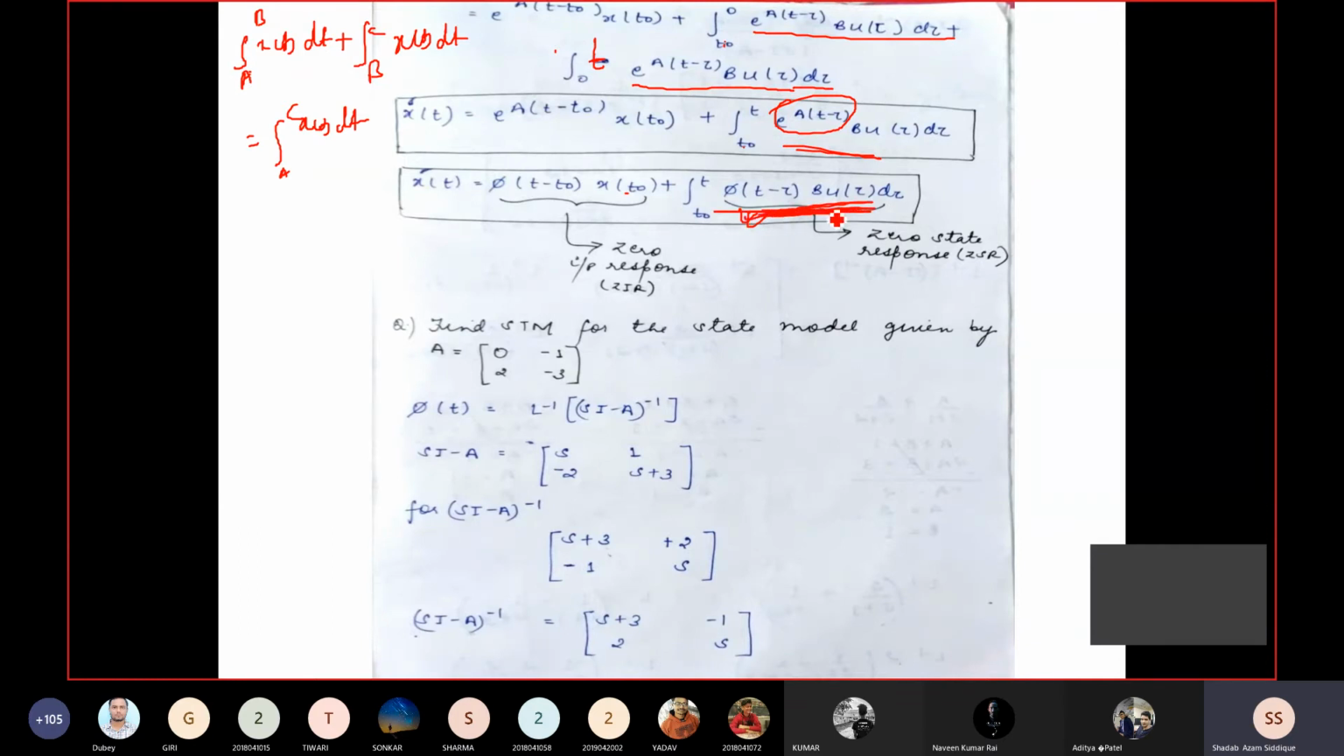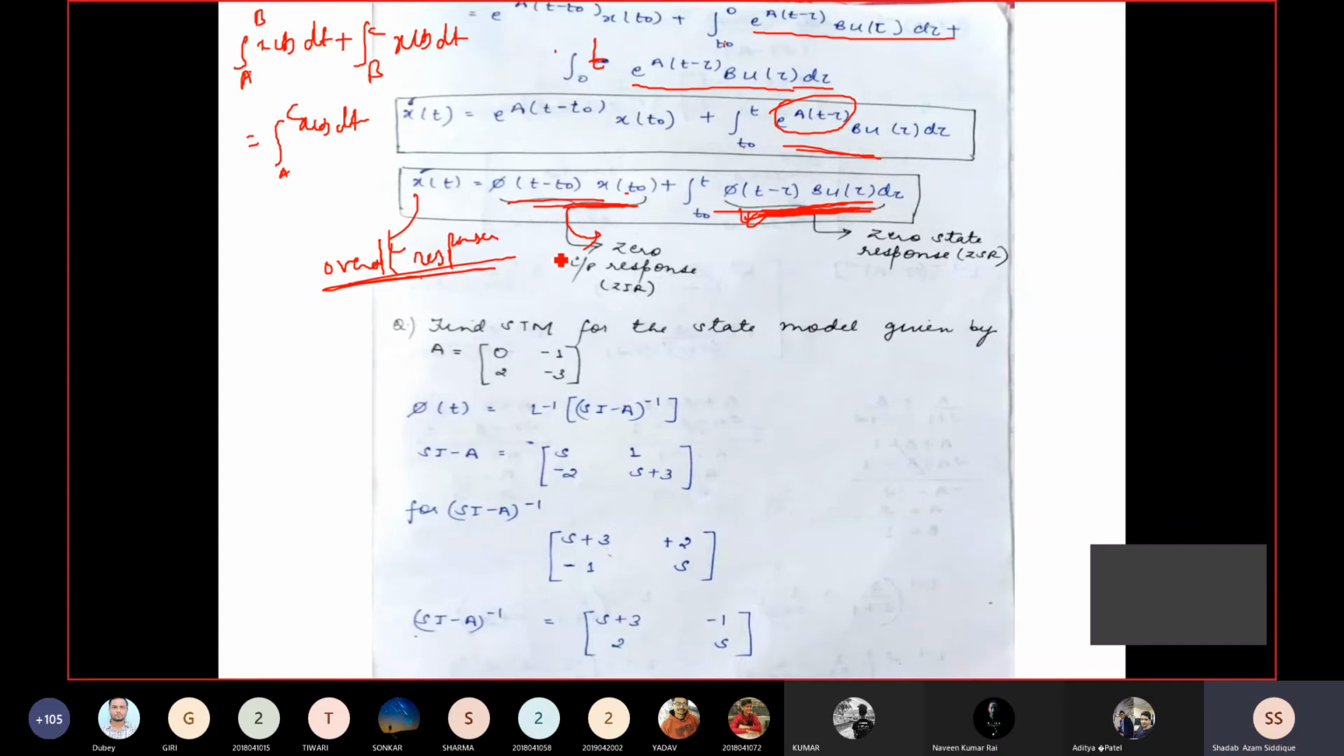This can be written as a zero state response. This is called the zero state response, and the other term is called the zero input response. If you add the zero input response and the zero state response, your x of t gives you the overall response. So the overall response will be the addition of the zero input response and the zero state response.